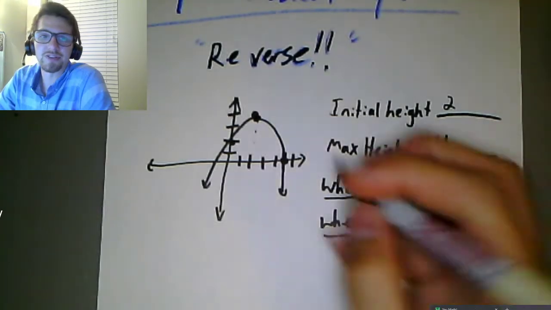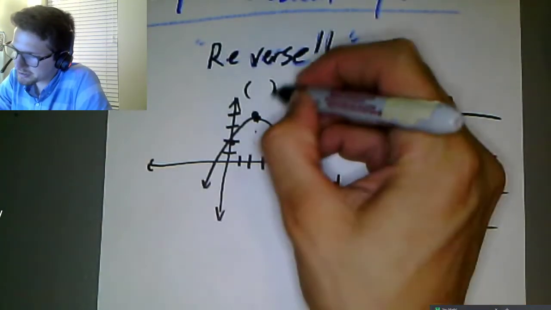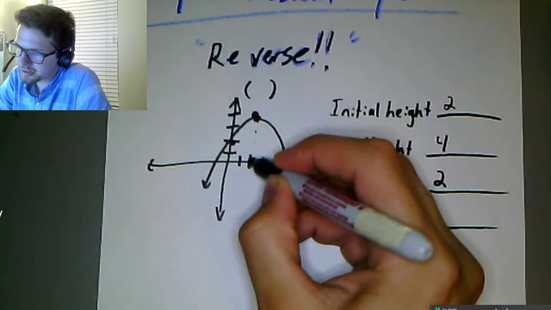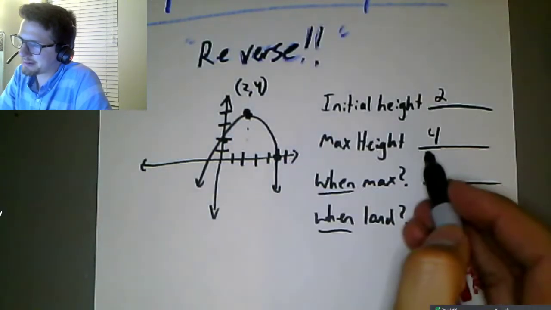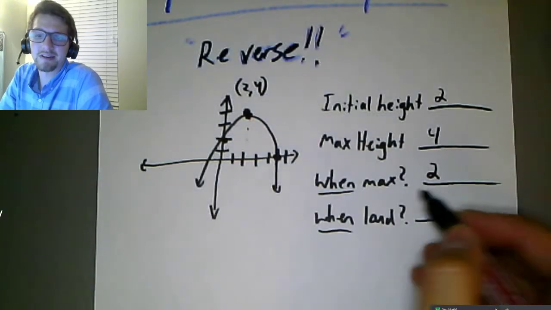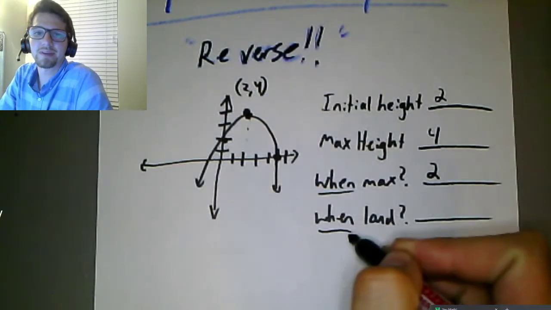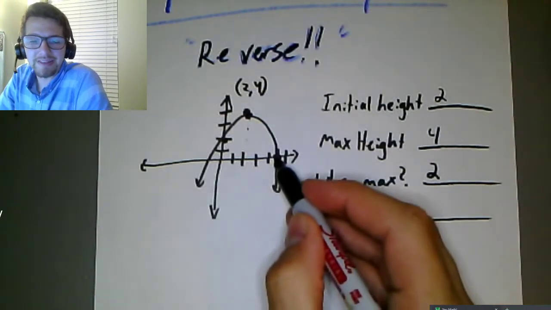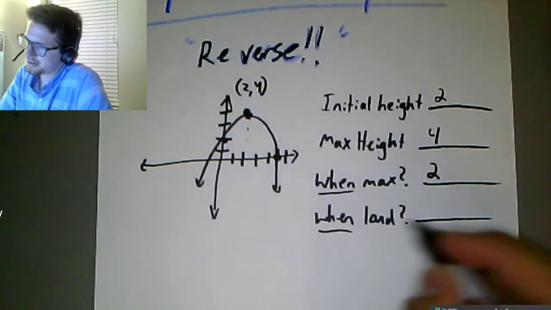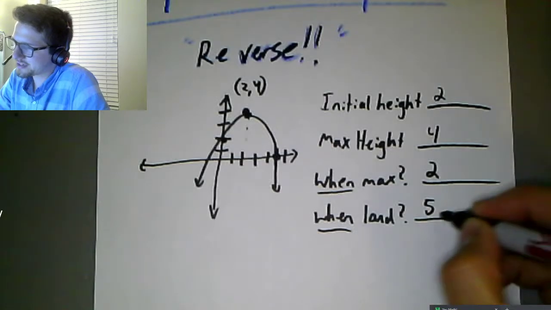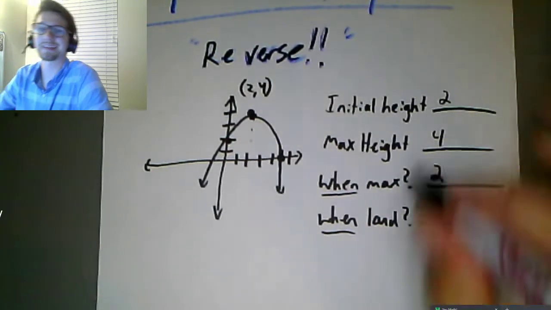And if you're confused on that, what's the vertex point here? It looks like it's 2, 4. So the second number would be my max height, and the first number would be when it hit the max height. When did it land? That would be that last x-intercept. So that's 1, 2, 3, 4, 5. It landed after 5 somethings. I didn't give you a unit.